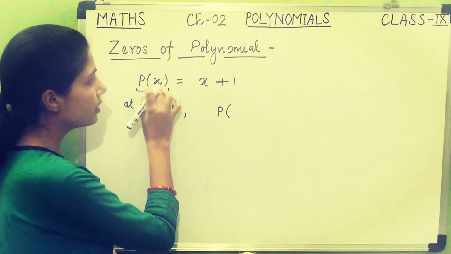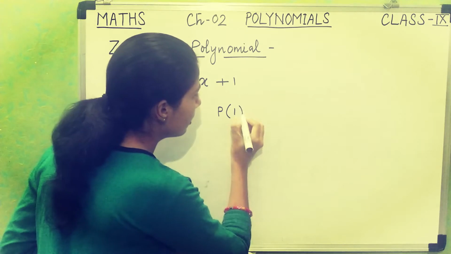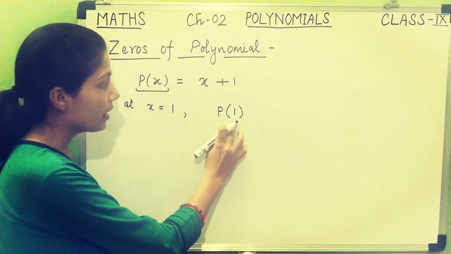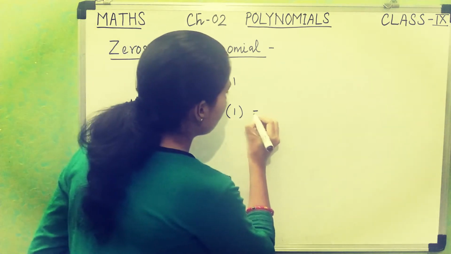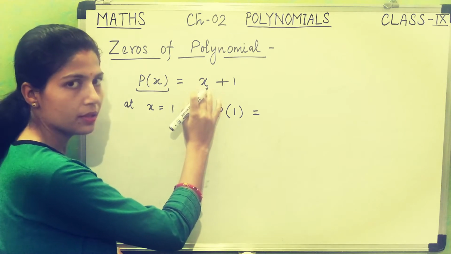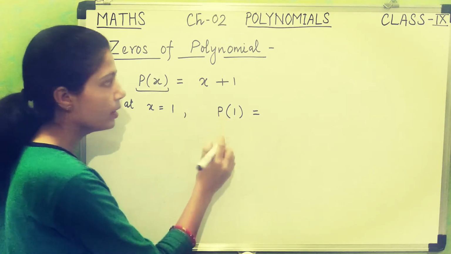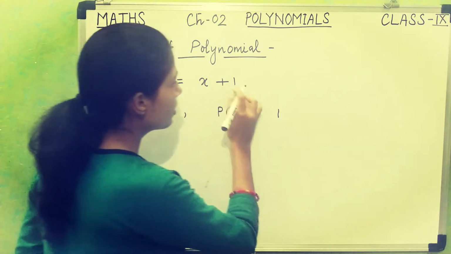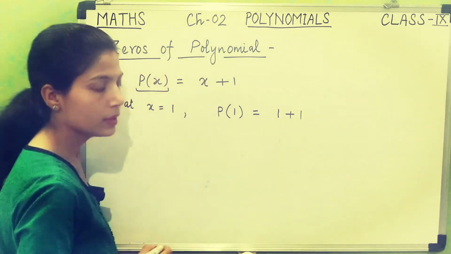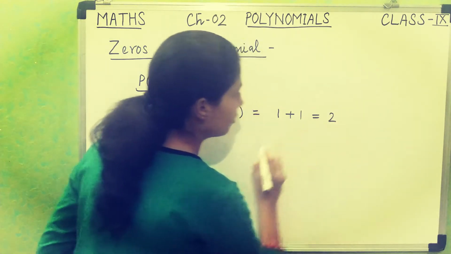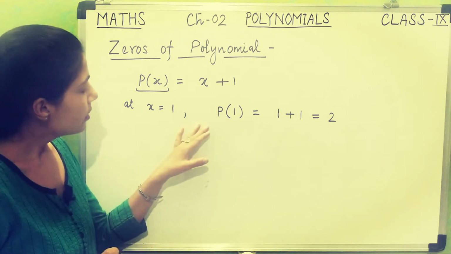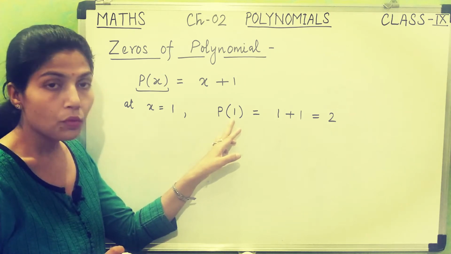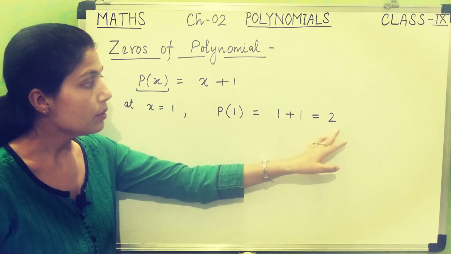Here we are replacing this x by 1, so we will write the polynomial at the variable x equals 1. Wherever the variable is, you have to put this value. So in place of x we will write 1 plus 1. So 1 plus 1 is 2. So it is clear that at x equals 1, the polynomial has value 2.